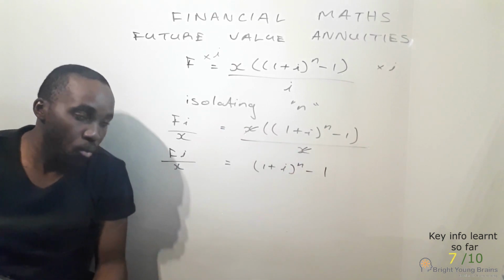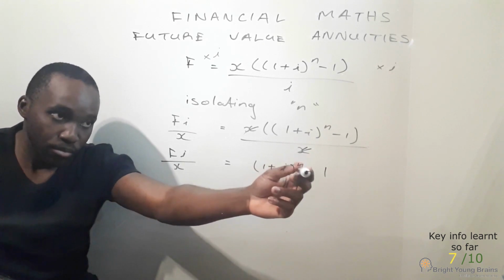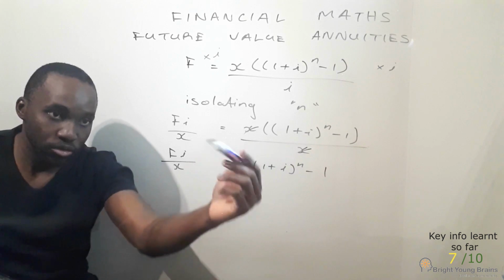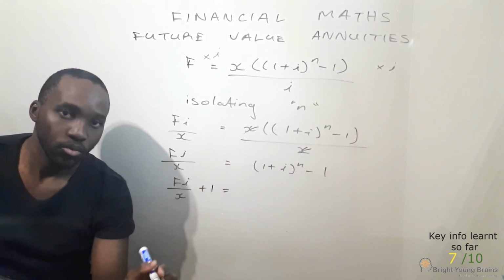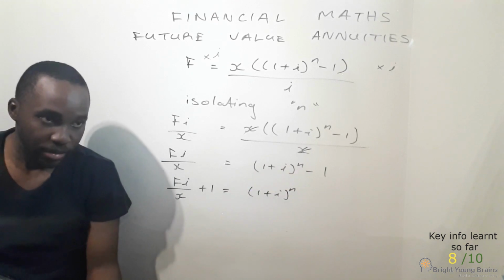and then we have there 1 plus I to the power of N minus 1 on the right hand side. Furthermore, the negative 1 can come to the left, and then we'll have a plus 1 there. On the right hand side, this is all that's going to be left.